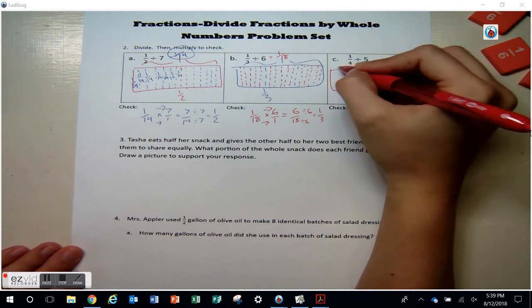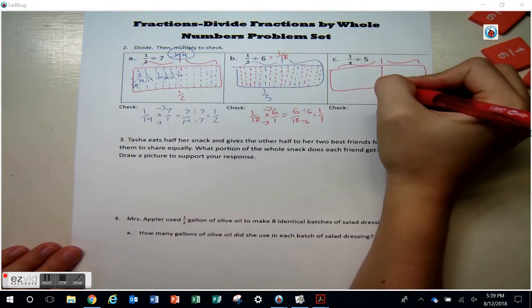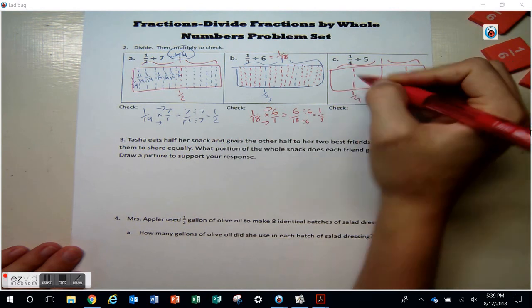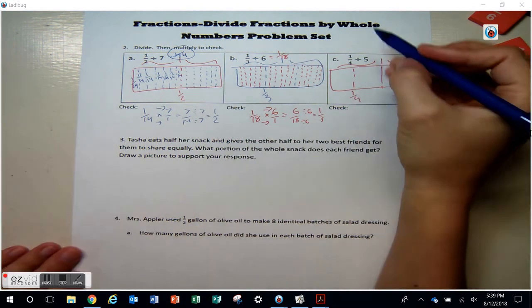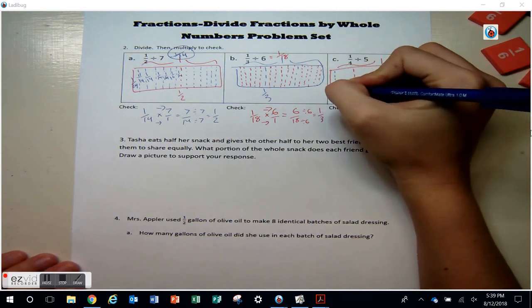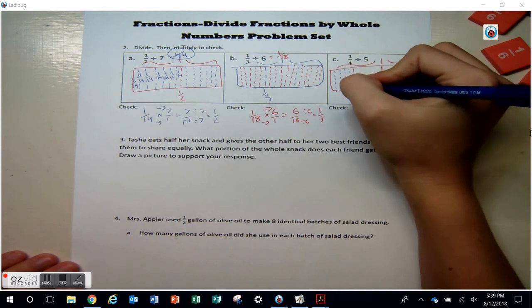Here we go. Here's our whole. Here's my 1/4. I'm going to split that up into 5 groups. I want to know how much is in each group. 1, 2, 3, 4, 5.